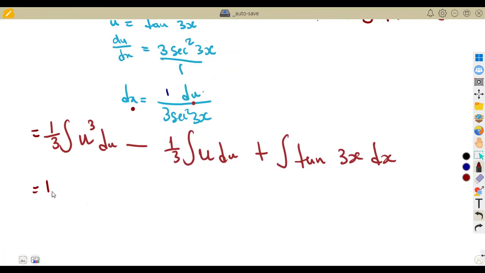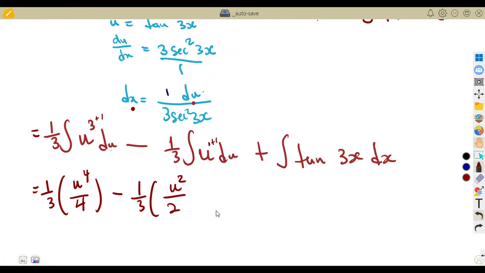So this one is gonna be 1/3. Integrate u to the exponent of 3 with respect to u, that will be u. We add 1, yes, so remember we have to add 1, that will be 4, over the new exponent, which is 4, minus a third. The integral of u is same as 1. So if we add a 1, so that will be u to the exponent of 2 over 2 like this.